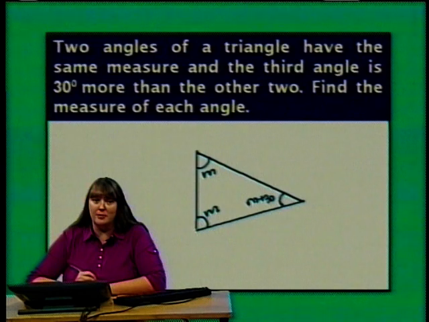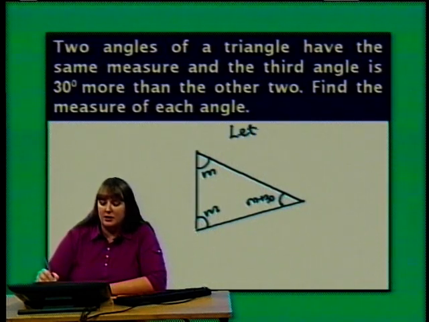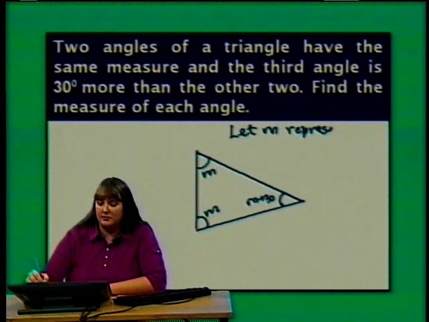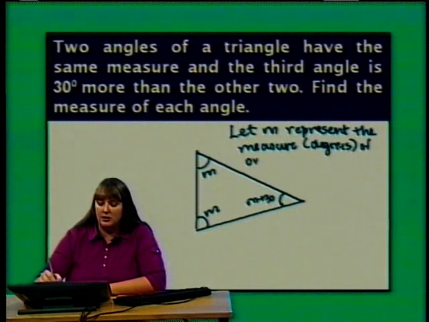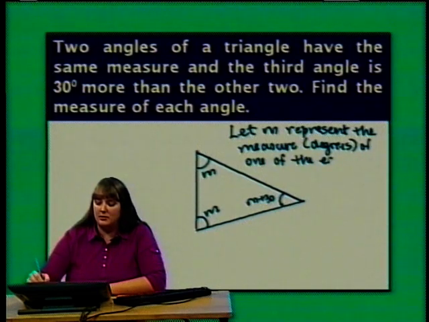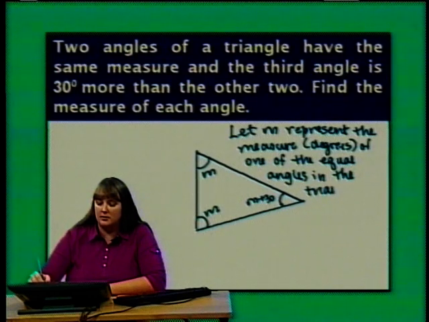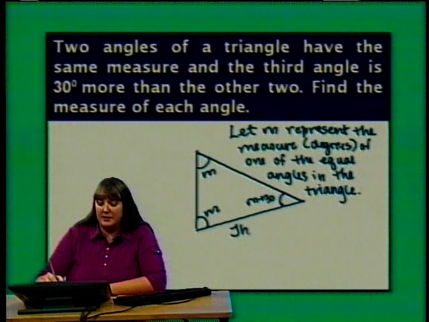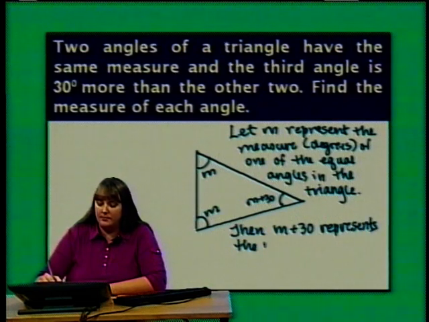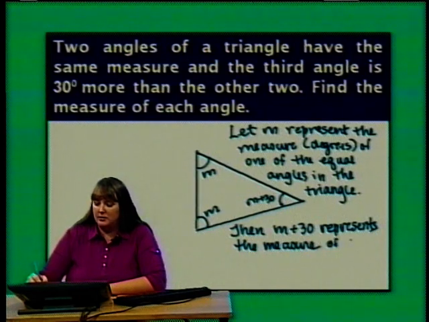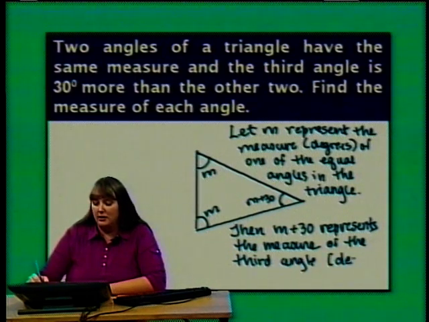Now I want to make sure that I define my variables, even though I've written them on the diagram. So I'm going to say let M represent the measure, and this is measured in degrees, of one of the equal angles in the triangle. And then I can say M plus 30 represents the measure of the third angle. And this is also going to be measured in degrees.